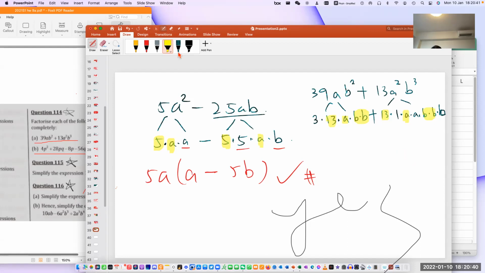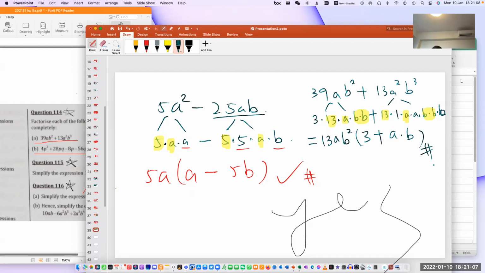So what do I do? Take out the common factor: 13ab, b times b means b squared. So what is left after taking 13ab squared out from the first term is 3 left. What is left from the second? 1 times a times b, so ab. So this is the answer. Are you clear?